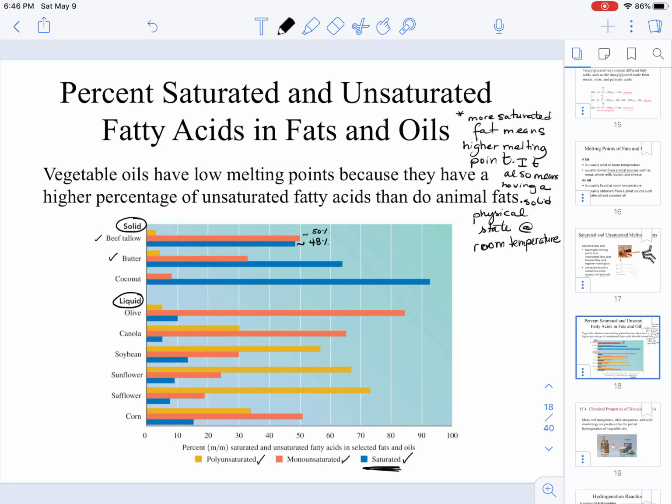We already discussed that most oils are liquid and they have lower melting points compared to saturated fats. And as we can see, many of the oils that you can see here have a liquid consistency because they have higher monounsaturated fats or even polyunsaturated fats.